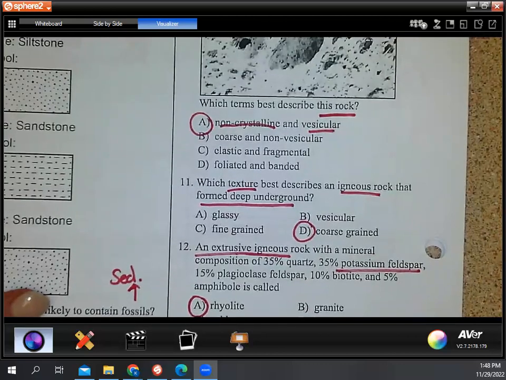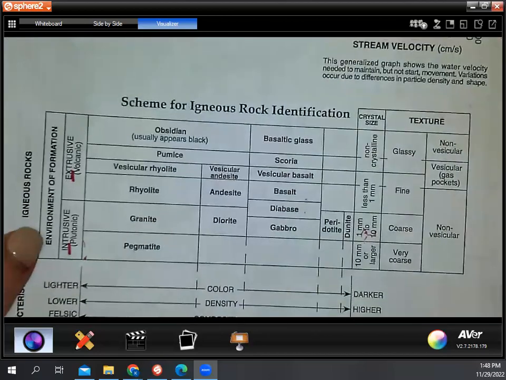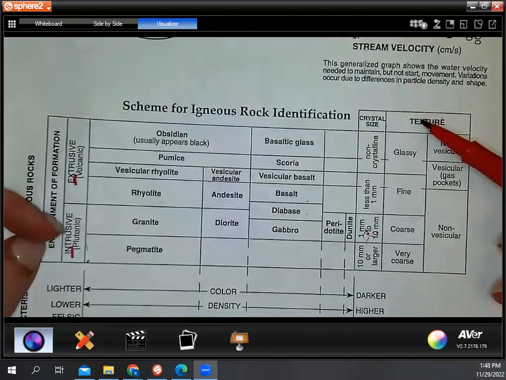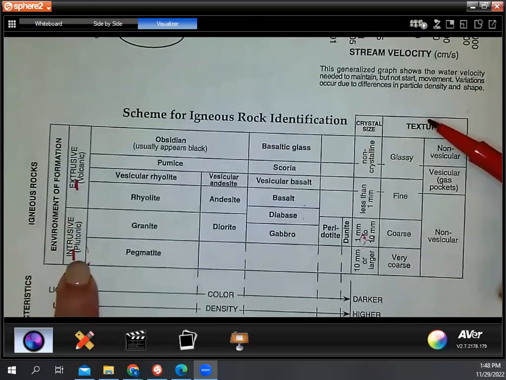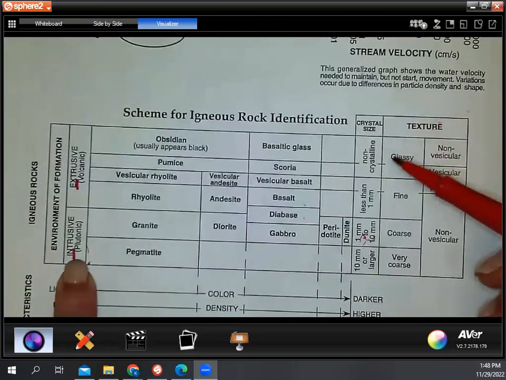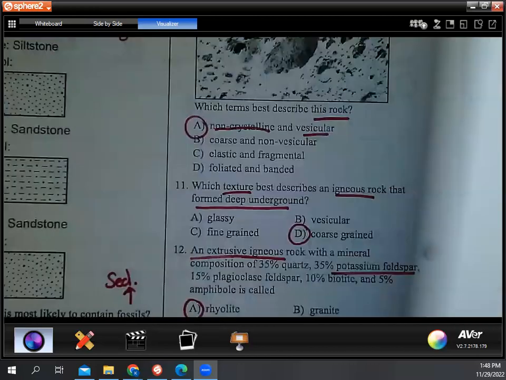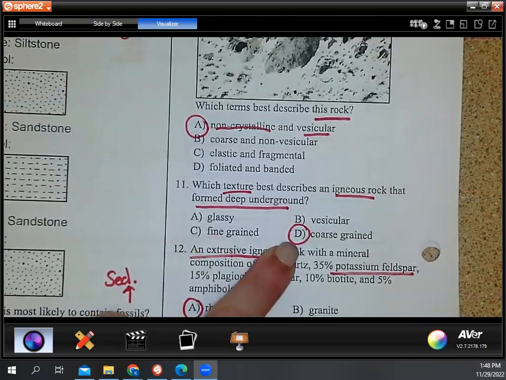11. Which texture best describes an igneous rock that formed deep in earth? So I'm going to go to my igneous rock. I'm going to look at the texture column, which is over here, and I want it deep in earth, that's intrusive. Remember, the IN in intrusive tells us it formed inside earth. So the best textures would be coarse or very coarse. If I look, the only choice out of those two that they gave me is coarse. So 11 is D.